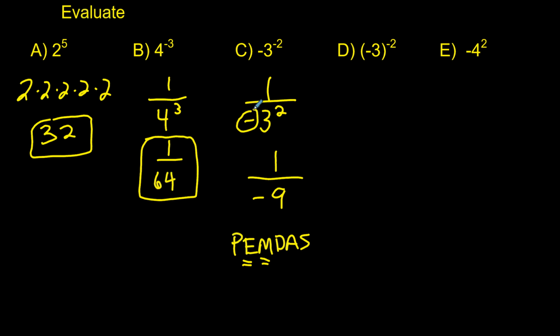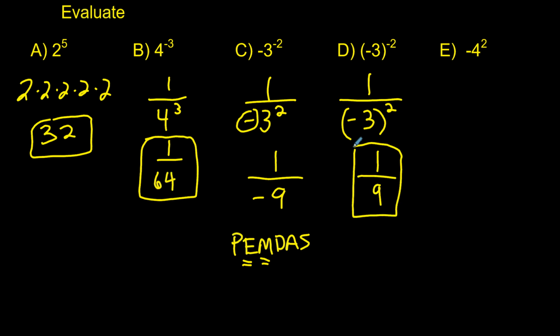Okay, so how is that different than letter D here? Well, this is pretty much the same thing, except it's negative 3 to the second, so it'll be 1 over negative 3 to the second. And now this is saying square the negative as well. And so this is negative 3 times negative 3, which gives us positive 9. And so the difference between these two is one has the negative 3 in parentheses, which says square the negative. One doesn't, which means you square the 3 first.